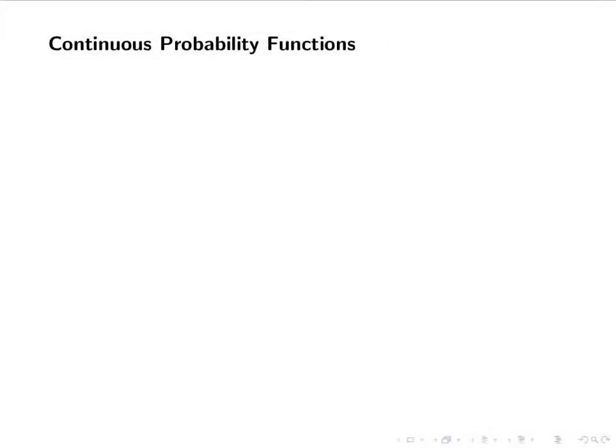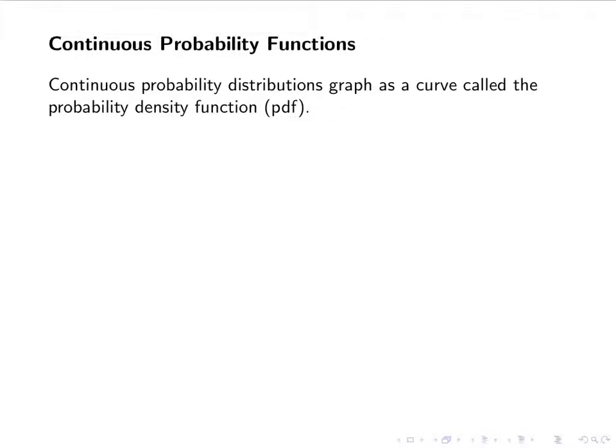Hi, today we're going to look at continuous probability functions. We've talked about discrete random variables before, so now we're going to look at continuous random variables. And a continuous probability distribution graphs as a curve that's called the probability density function.